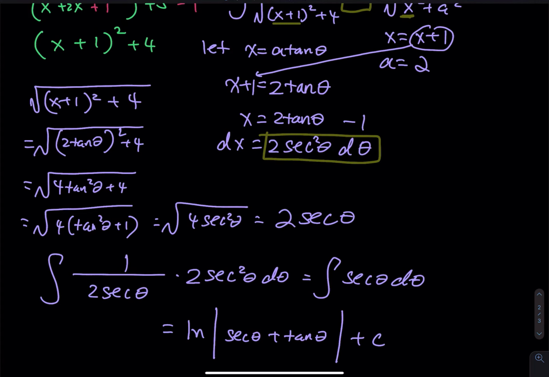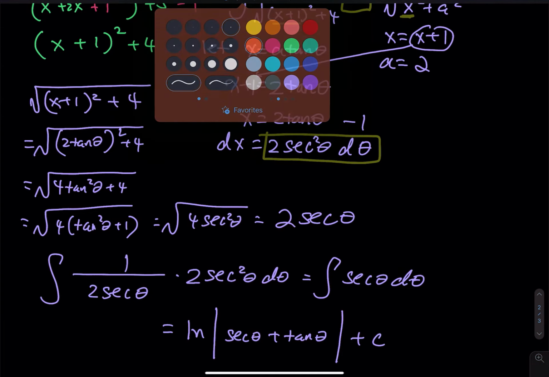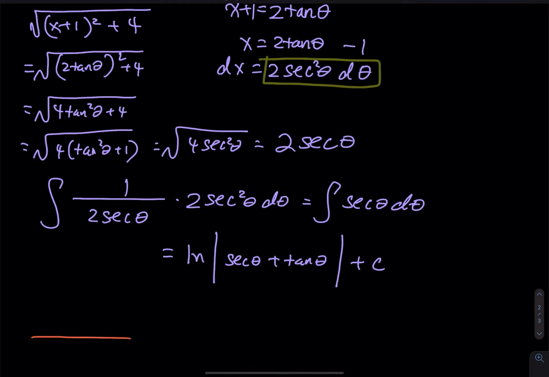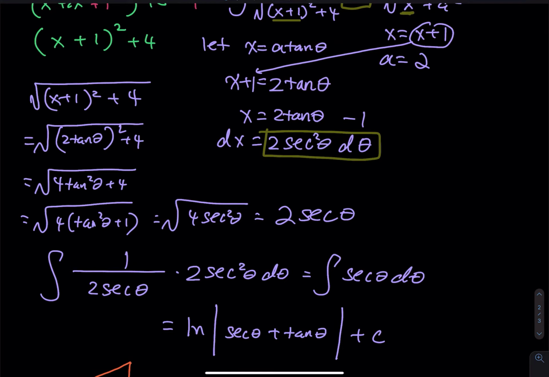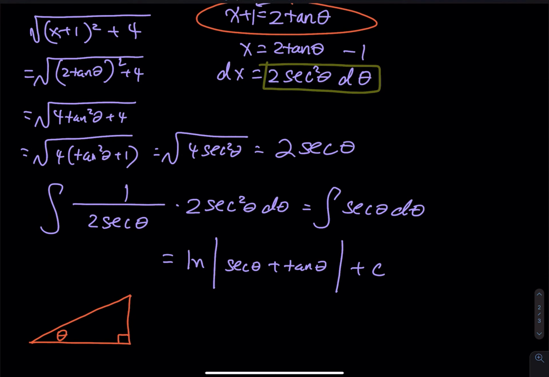So how do we do that? Then we have to use the right triangle trigonometry. So let's draw a right triangle first. So this is my right triangle, 90 degree, and here is my theta. So at the very beginning, I let x plus 1 be this. x plus 1 is equals to 2 times tangent theta. So I'm going to bring this down. x plus 1 is equals to 2 times tangent theta.